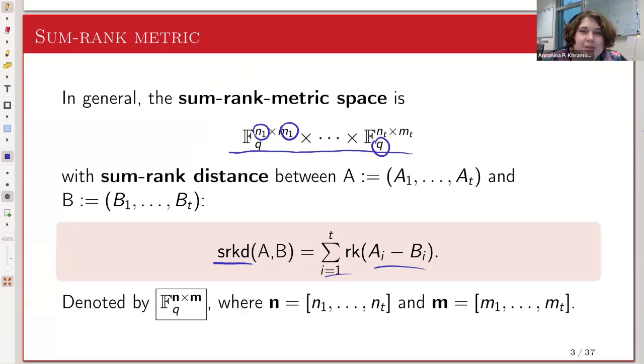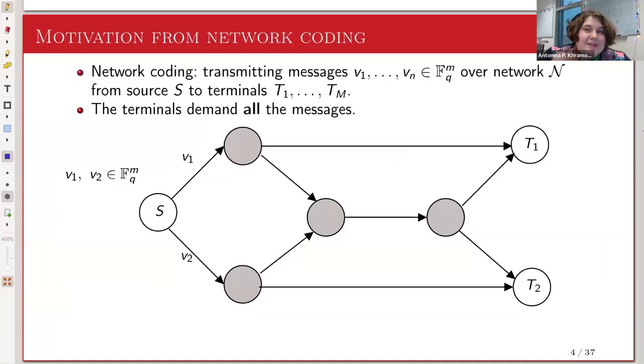So if you're wondering why we study sum rank metric at all when we have a Hamming metric, which is much more familiar to everyone and more easily structured, there's a motivation that comes from network coding. So in network coding, we have a network of nodes with a source and terminals. And the goal here is to transmit messages, which are here vectors over a finite field of size Q.